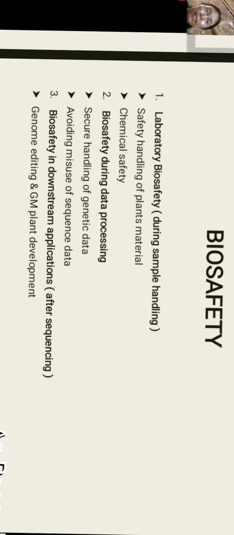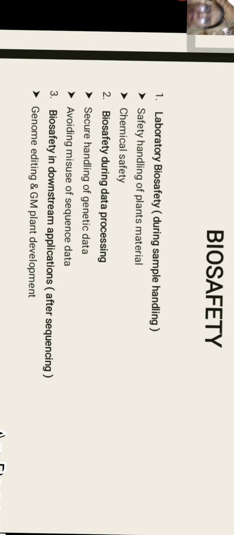Next is avoiding misuse of sequence data. DNA or genetic info should not be used for harmful purposes. Why it matters? Misuse can lead to discrimination, unfair treatment, or environmental harm. In simple words, don't use DNA info to hurt people or nature.